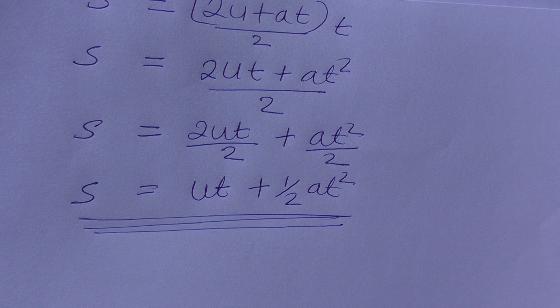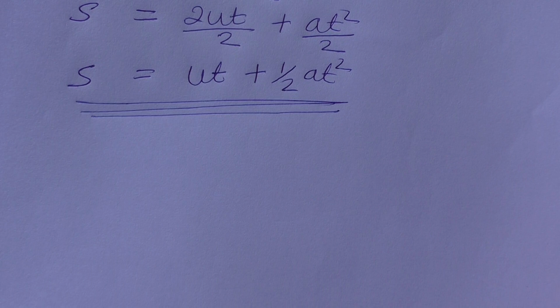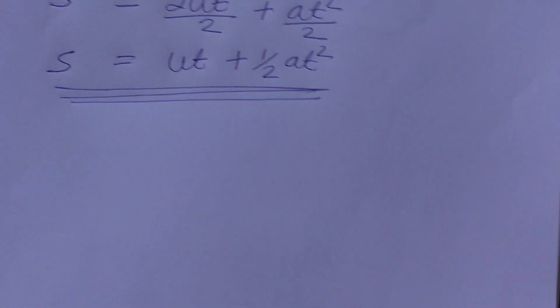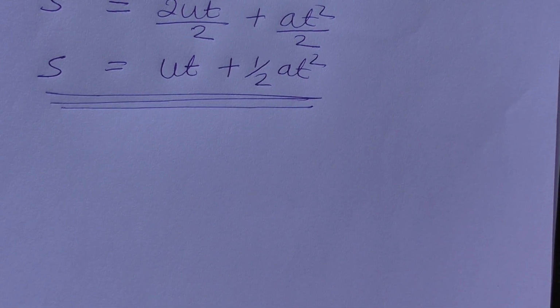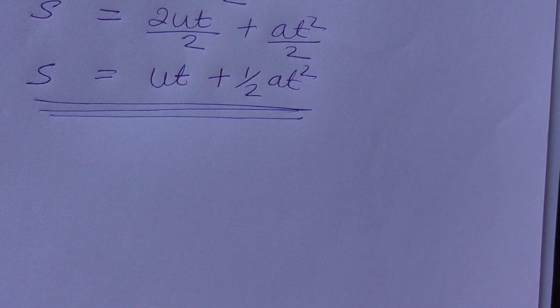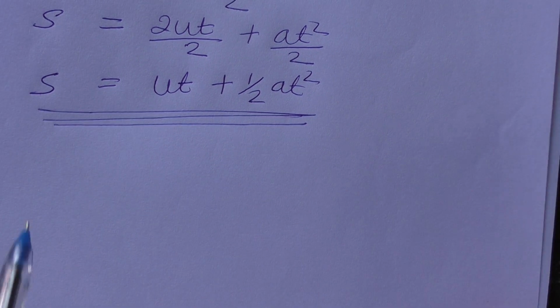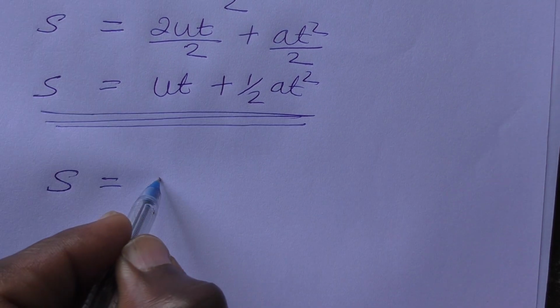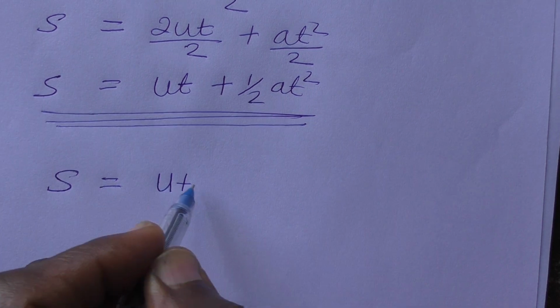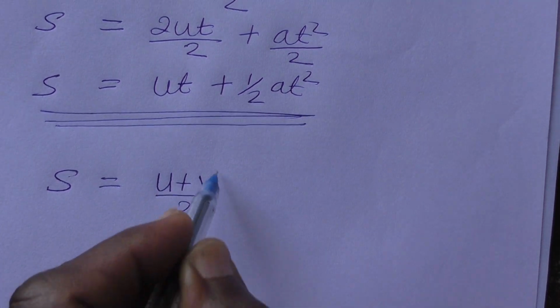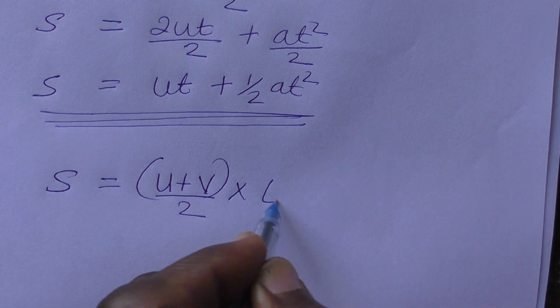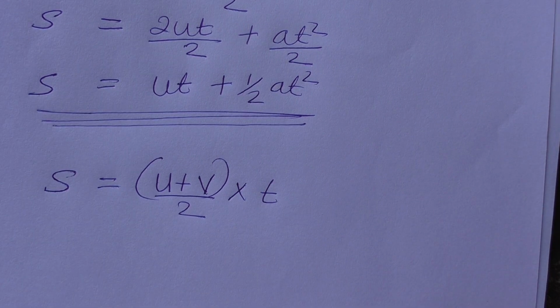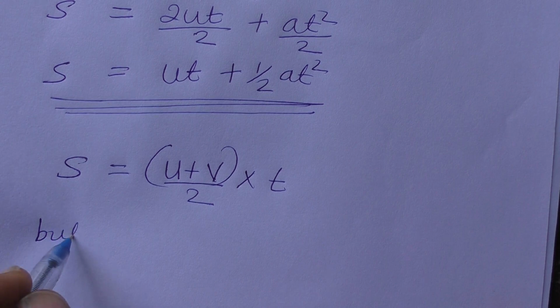Then from there we come to the last and the third equation. For the third equation, we shall also use the same technique, whereby we saw that the total distance covered will be the average, which is u plus v over 2 times the time taken t. But this time round, we are substituting for time.